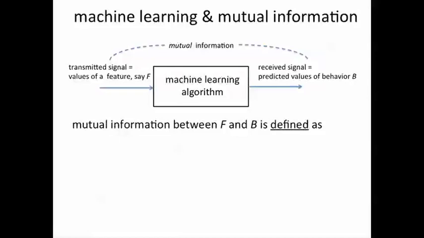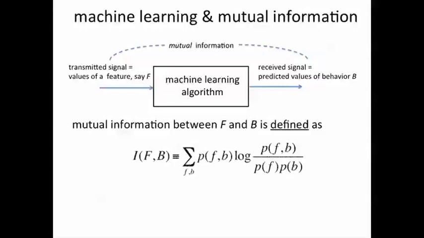Now, what you all are probably waiting for is the actual definition of mutual information. So the mutual information between a feature, a word for example, and a behavior, browser or buyer for example, is defined formally as the probability of that feature and behavior occurring for some particular value of f and b multiplied by this quantity.